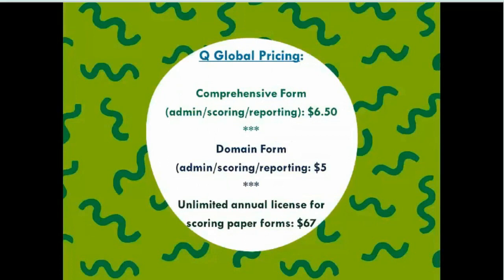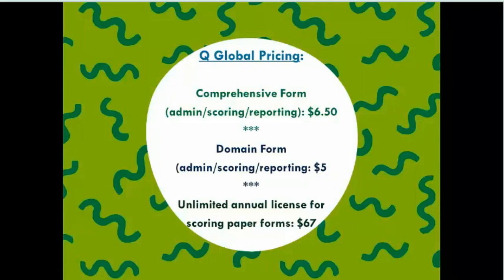The first two pricings are for administering, scoring, and generating a report all online, so not using any paper forms. $6.50 is the price for administering, scoring, and generating a report using the comprehensive online form. That can be done on your own computer, or that can be done via email. The short domain form, all on the computer, administration, scoring, and reporting, is $5.